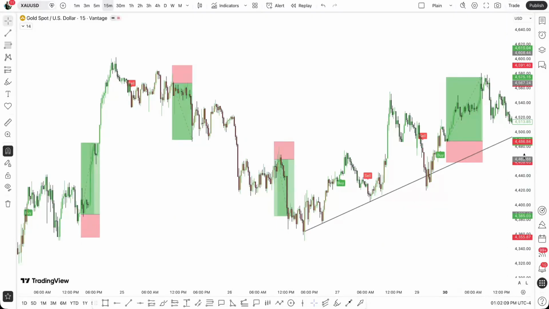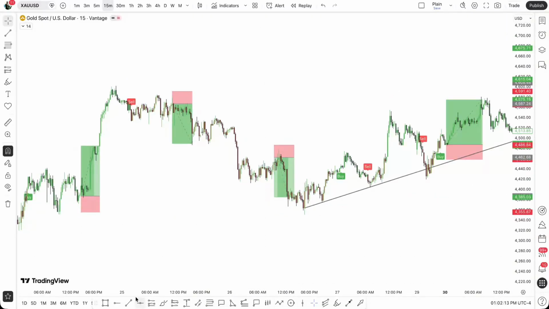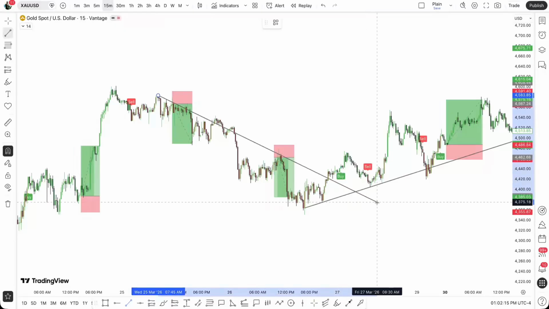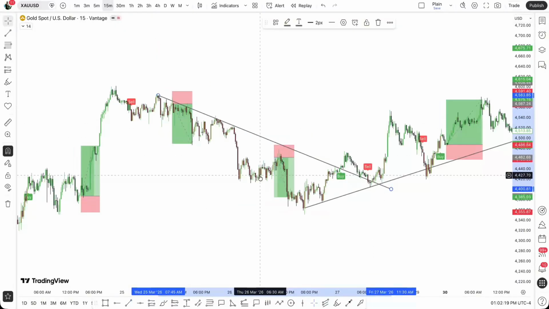And for the sell trade too, you can see right here that this market was actually trending down, as you can see right there. And that is how we took these two trades around this area.